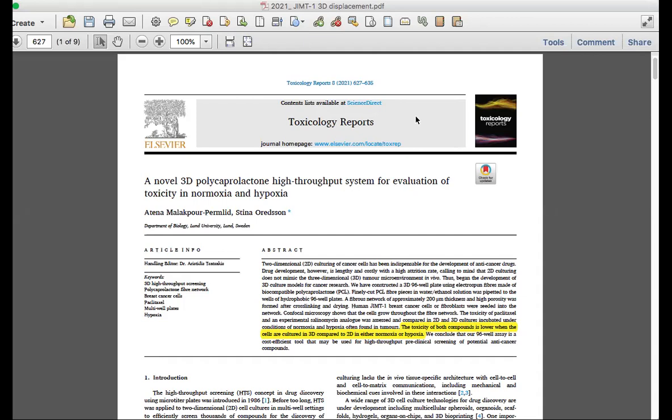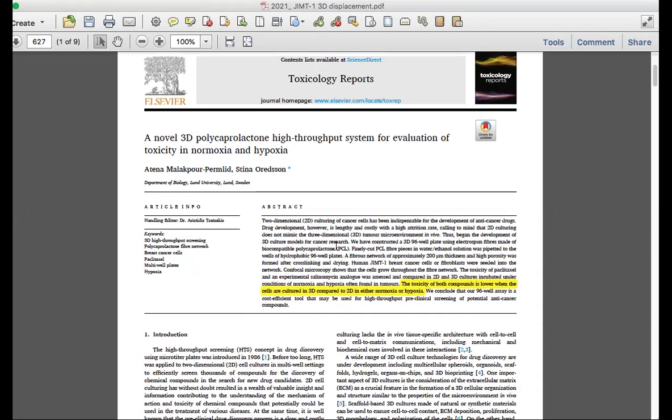Good morning, everyone. Today I'm going to talk about this article called A Novel 3D Polycaprolactone High-throughput System for Evaluation of Toxicity in Normoxia and Hypoxia.